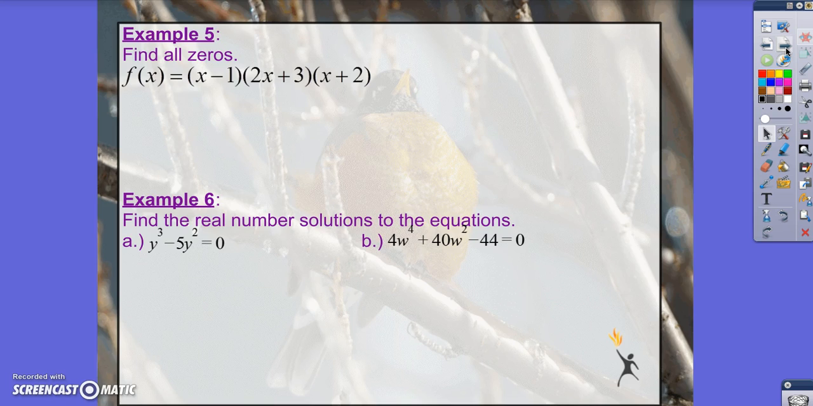We're going to get more of a review of factoring again, like the last lesson, but now we're going to set them equal to 0. So there's one final part, putting everything together that we've learned in 5.4. So example 5 says find all zeros.